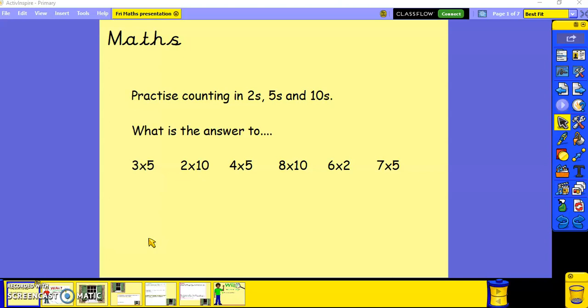It's Friday today. Can you practice counting in 2s, 5s and 10s? Remember, we've done this quite a lot this week, so you will have lots of different ways that you could be doing that, so pause your video. Right, and then I've got some more multiplication number sentences for you to answer.